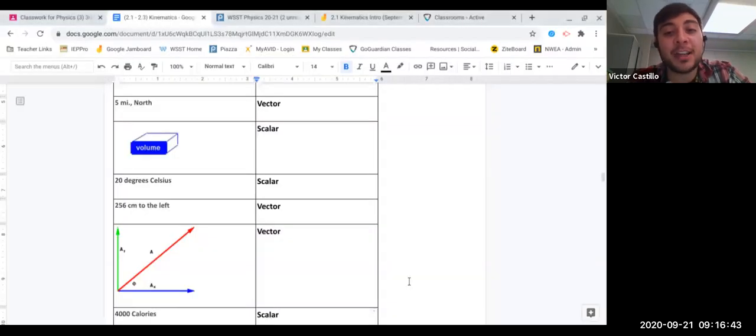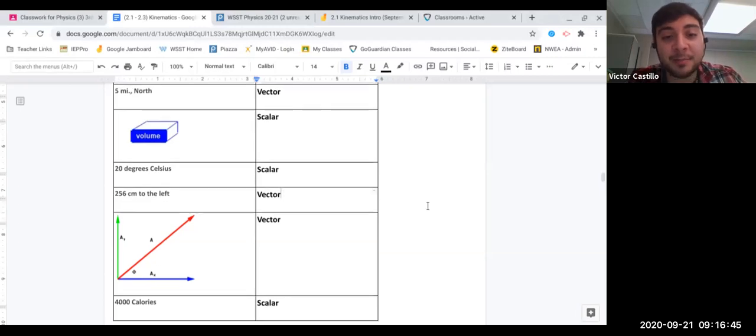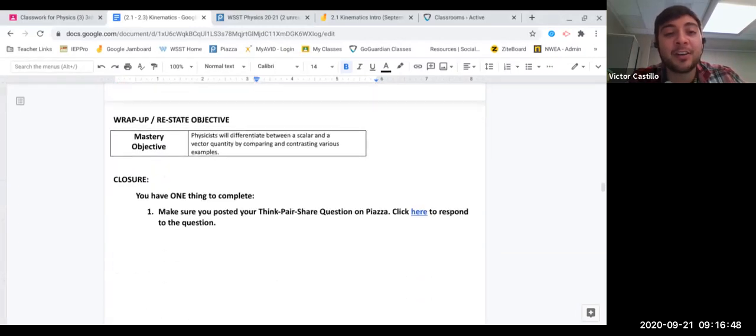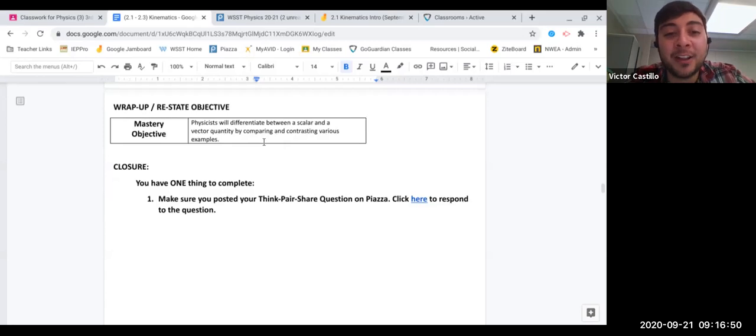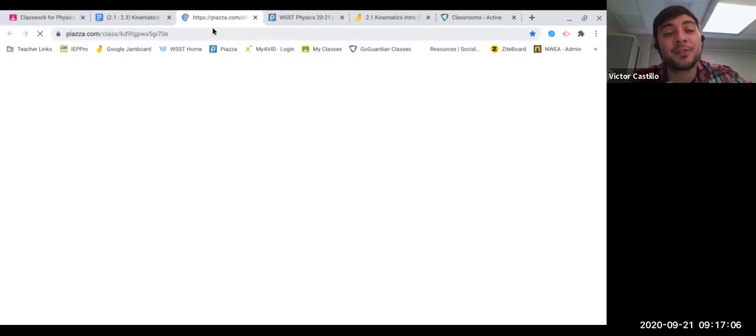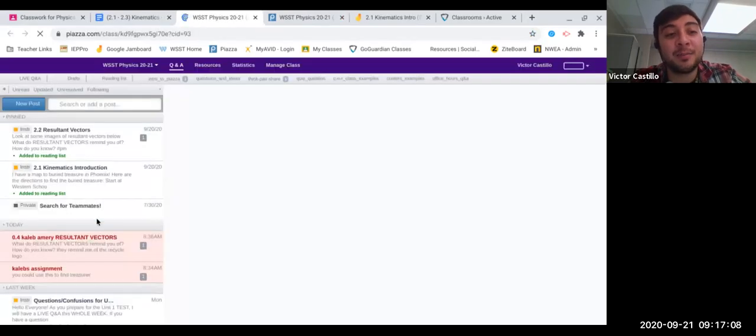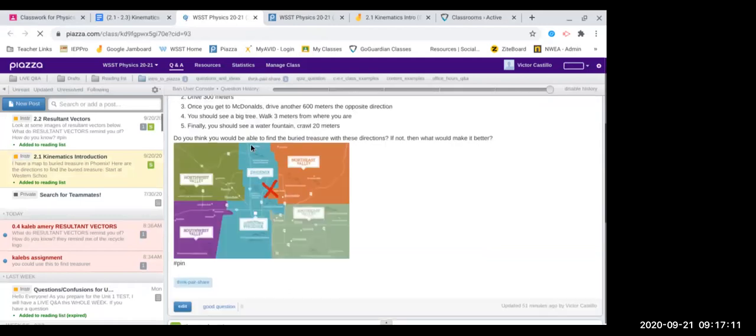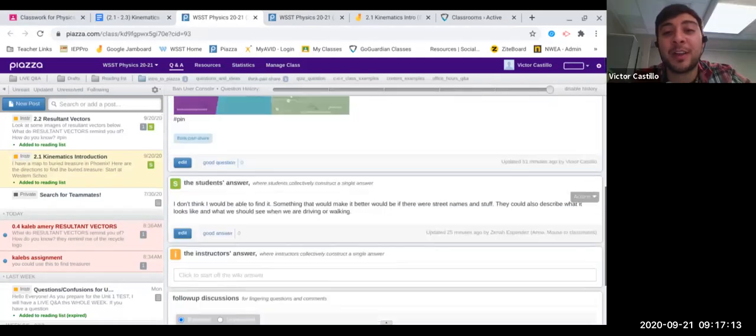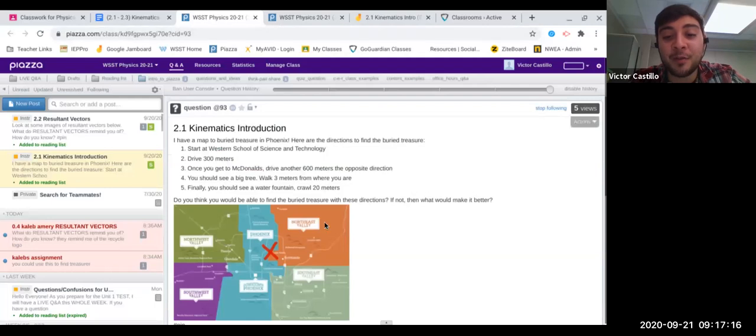Awesome. So that is pretty much it for today's assignment since today is Monday. If you scroll down, here's our objective again. Physics will differentiate between a scalar and a vector quantity by comparing and contrasting various examples, which we have. So hopefully you know what a vector is and what a scalar is. For today, as in Monday, you have one thing to complete, and then make sure you post the Think, Pair, Share question on Piazza. So make sure you post your question on Piazza. You post the answer to it. It's right here. I've already had some scholars who have answered it, so thank you to my two students who have answered it so far. But that's your assignment for today.